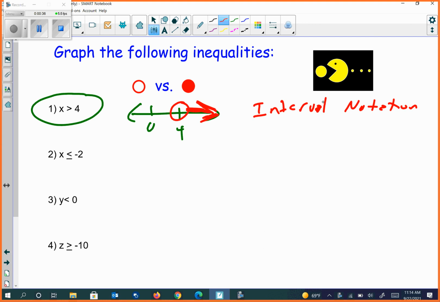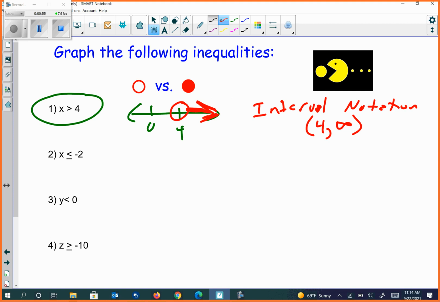Now, that's graphically. If I wanted to put it in something called interval notation, interval notation would say, hey, we're going to go from 4, and we're going forever to the right. Forever to the right would be infinity. So we have a rounded bracket. The rounded bracket means it would be an open dot. There wasn't an equal sign there.